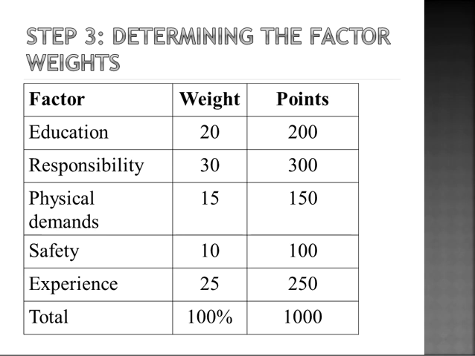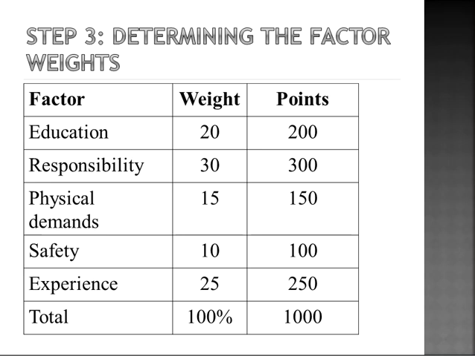So we can see here in this example, there are various weights: 20 for education, 30 for responsibility, 15 for physical demands, 10 for safety, and 25 for experience. The number of points assigned to a factor is then divided into each of the levels. If 100 points had been assigned to a factor of education, then 20 points would be assigned to each level.